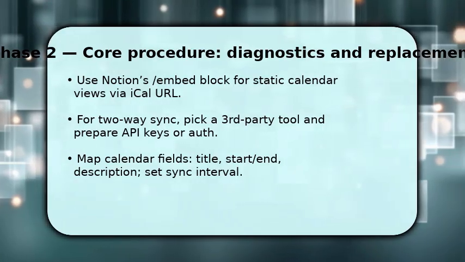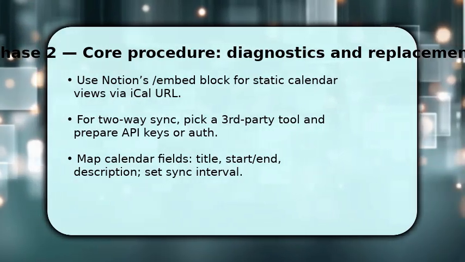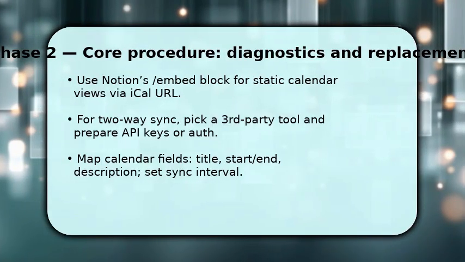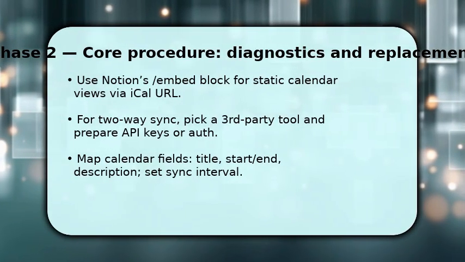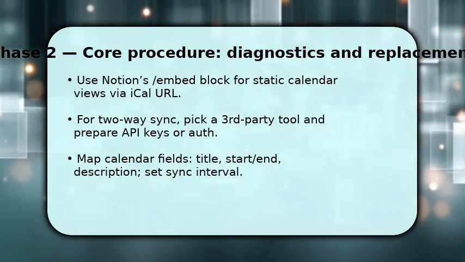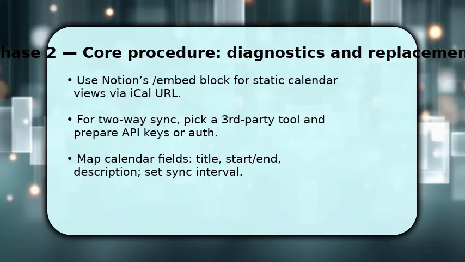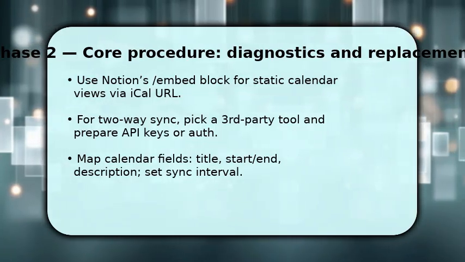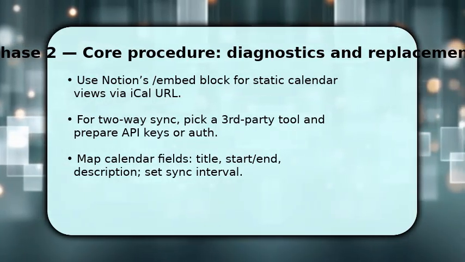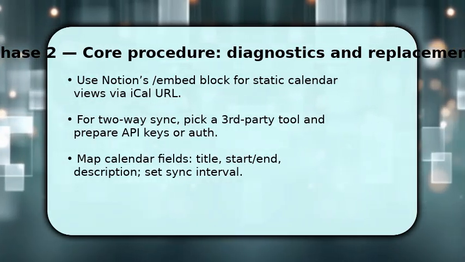For two-way sync, sign up for a trusted sync service and authorize both Google and Notion, granting calendar scopes and Notion page access. Then map fields: title, start/end, description, so events appear correctly. Make sure to set a reasonable sync interval. Faster syncs use more API calls, so balance speed versus limits.